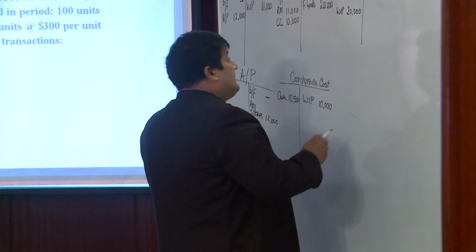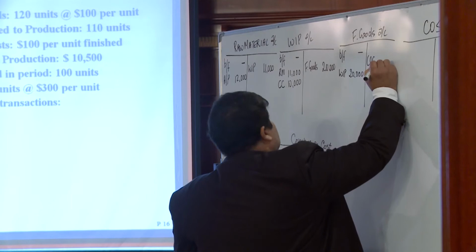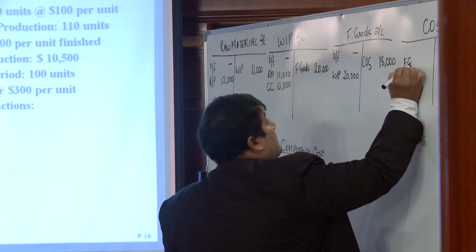So now we have a couple of entries. We have cost of sales. That's an expense account. So we transfer from finished goods to cost of sales. 90 times 200 is 18,000 from finished goods. 18,000.